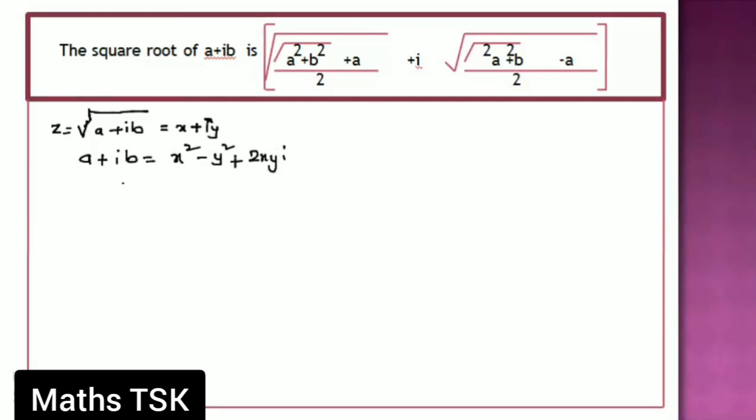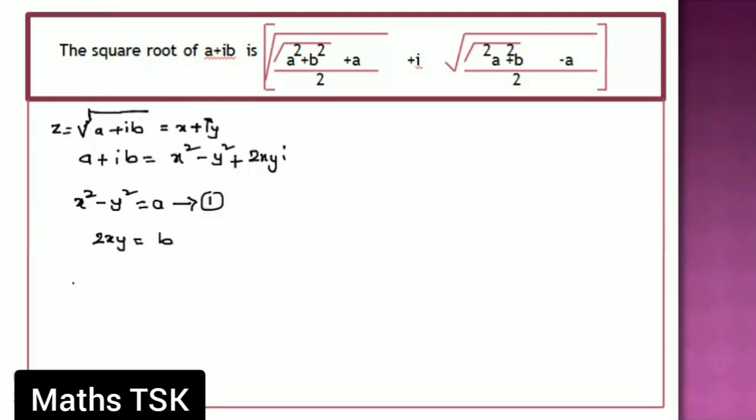Compare the real parts. We get x square minus y square is equal to a. This is the first one. Then compare the imaginary parts. We will get 2xy is equal to b.